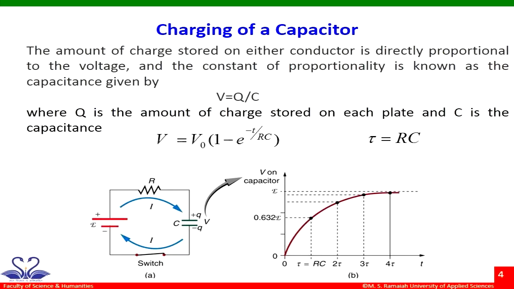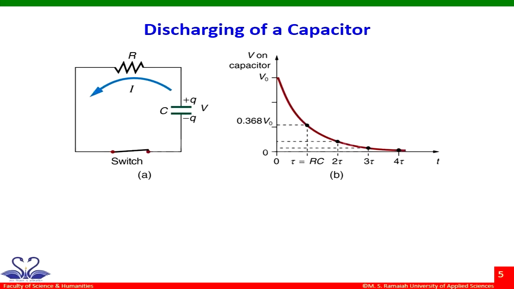During charging, the voltage across the capacitor increases and reaches a saturation value. The rate of increase of the voltage depends upon the resistance and the capacitance of the circuit. During discharging, the voltage falls down exponentially. The rate of decrease in voltage is also a function of resistance and the capacitance of the circuit.